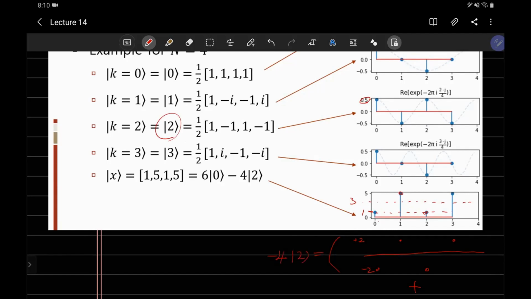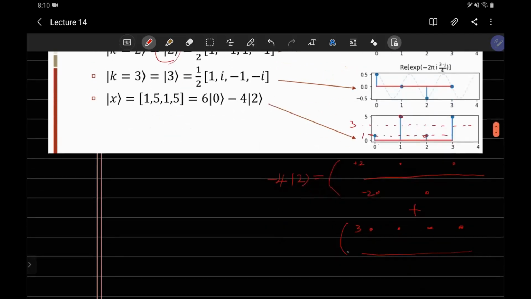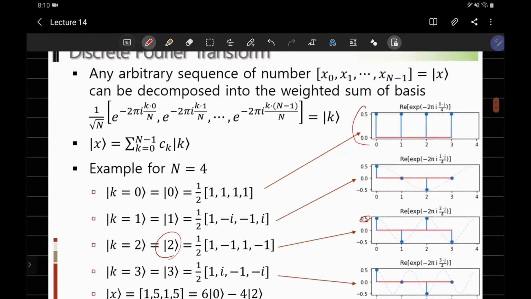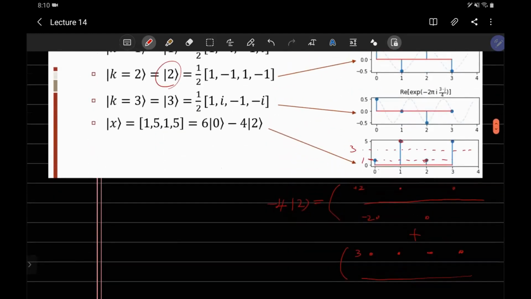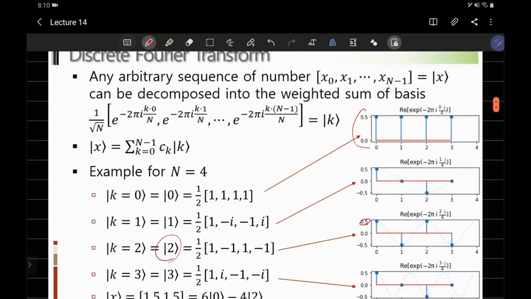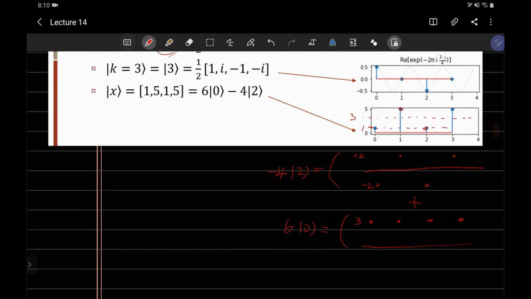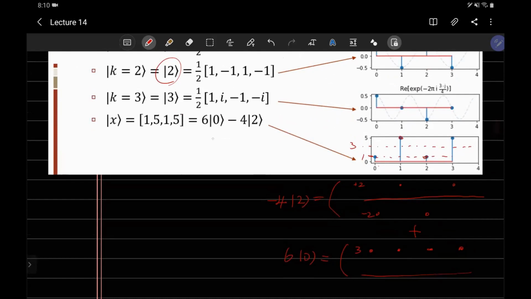And then what about this kind of distribution? It is constantly 3, and it is also related to this vector, where the values are constant 0.5. So the ratio is 6 times. This vector is represented as a zero, so you might also say that this is 6 times the 0 vector. Overall, we might claim that the 1 5 1 5 vector is the summation of the 0 vector and the 2 vector, and the coefficients in front of them are 6 and -4.